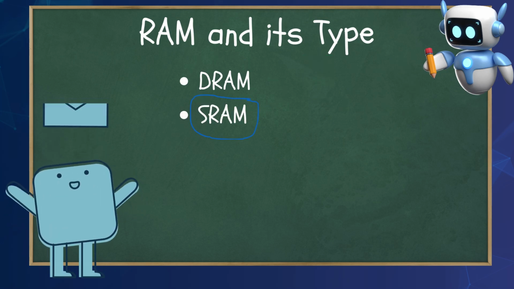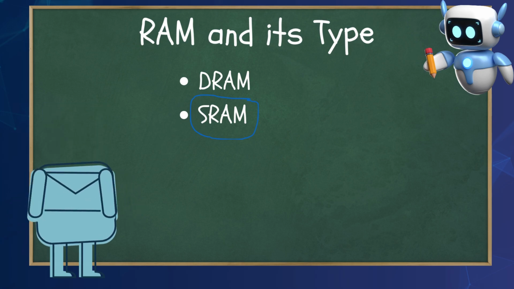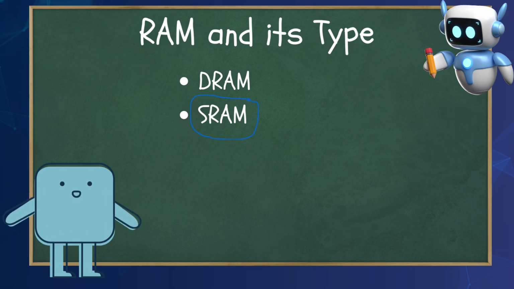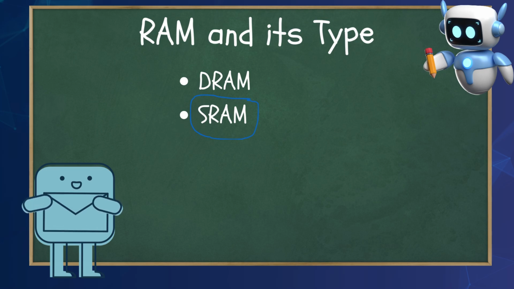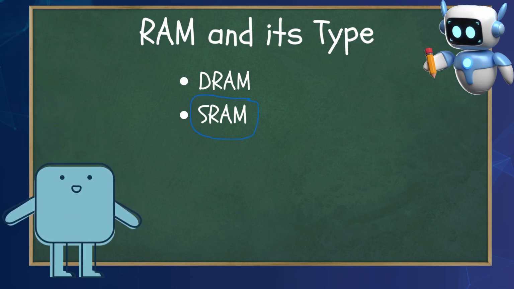Next is SRAM, which stands for static RAM. It is based on flip-flop circuits where data is stored. SRAM retains its data as long as it is powered on, so it does not need to be refreshed like DRAM. Data is written once and remains until the power is turned off. Storing and reading data is fast, but it requires more power. An example of SRAM usage is cache.